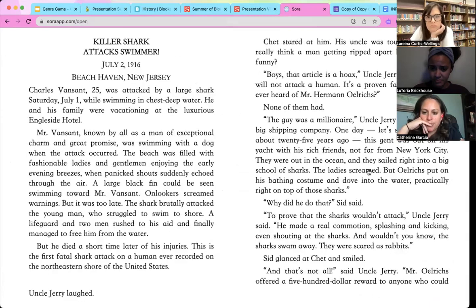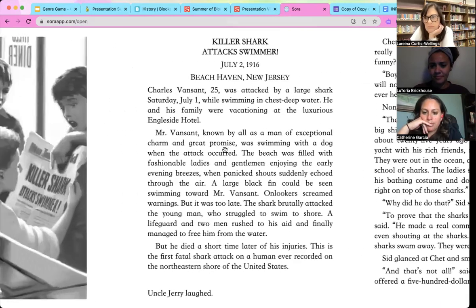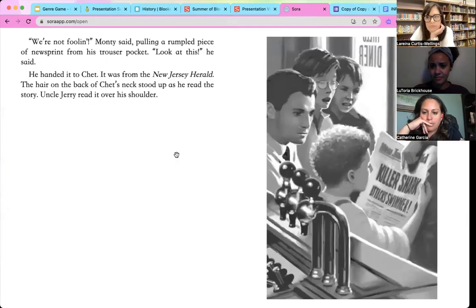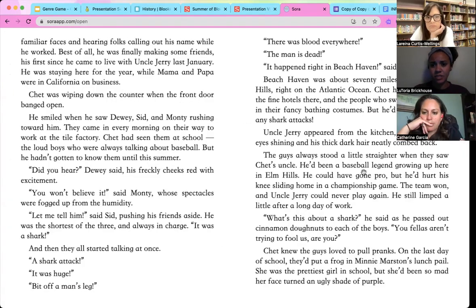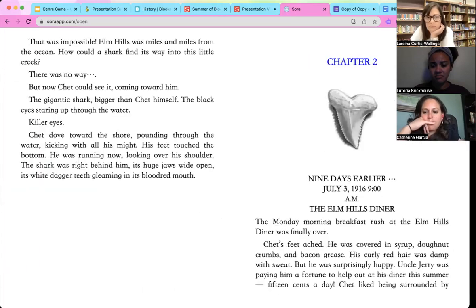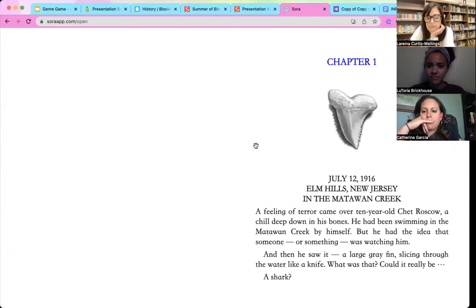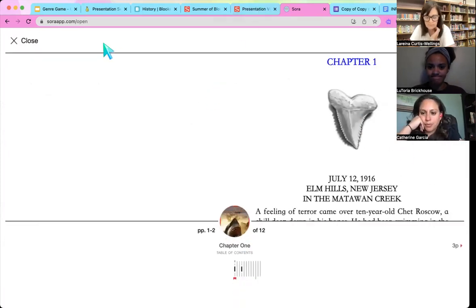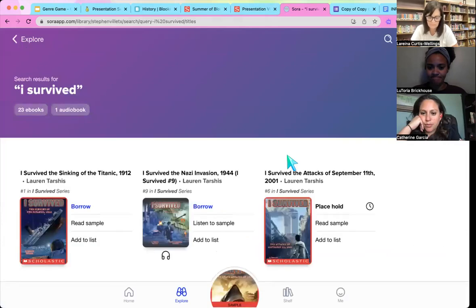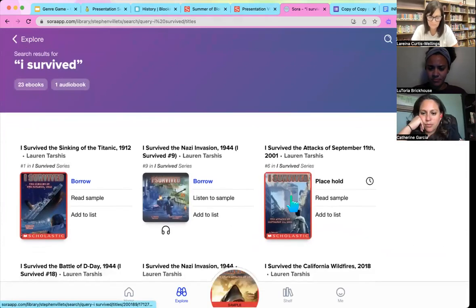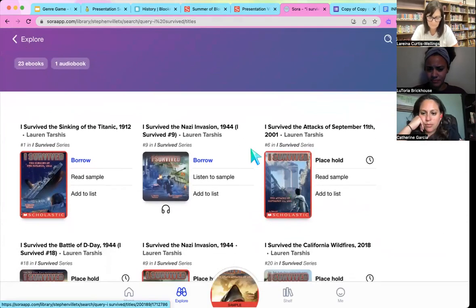Would I find a table of contents in both fiction and nonfiction? Sometimes. What about a glossary? Am I going to find a glossary in a book similar to this? Not normally, no. So even though this book is written by the same author, it's the same story, you can tell it from different perspectives.